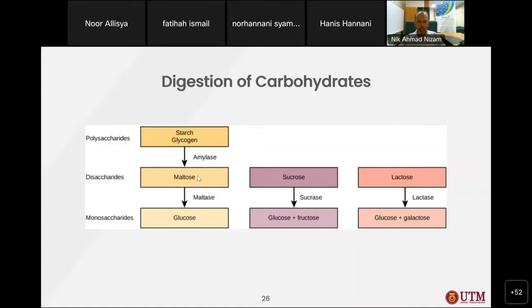But maltose actually comes from the starch or glycogen, with the help of amylase. Amylase is an enzyme that can break the bonding inside the starch and also glycogen. It will produce the disaccharide maltose, and it will produce glucose with the help of maltase. Okay, so you can see the sequence here. It comes from the polysaccharide, will produce disaccharide, and finally monosaccharide. So actually the glucose that will be taken up by our body is important to our metabolism.